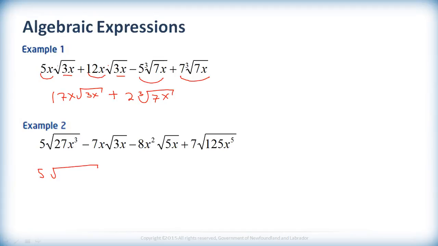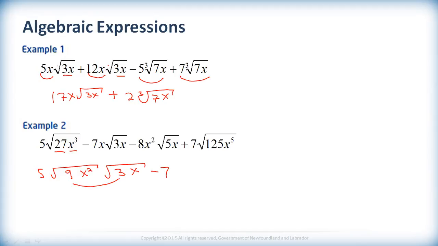So I'm going to say this is the square root of 9. And from the 27 and from the x cubed, I can say that the x squared part of it is a perfect square. And then what's left over would be a 3 and an x. So you see the 3 times 9 was from the 27, and the x times x squared is where we got the x cubed. Okay, so we took the perfect square factors out of that one.